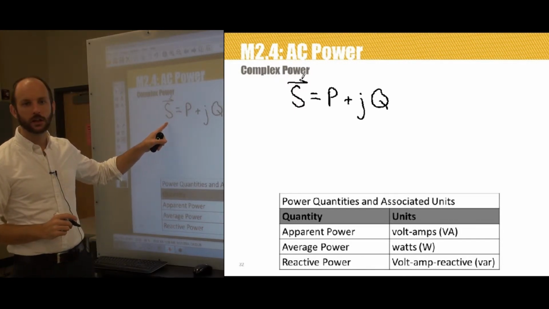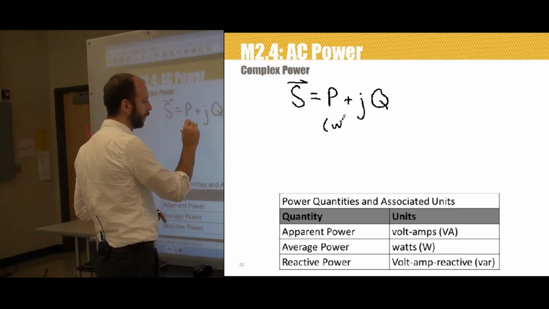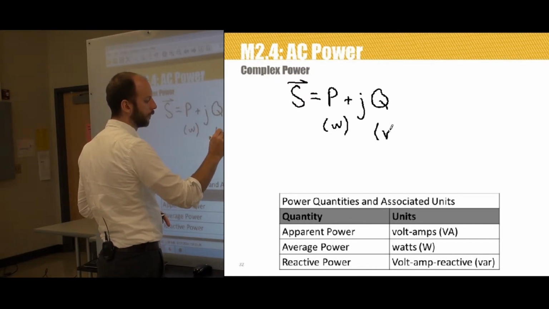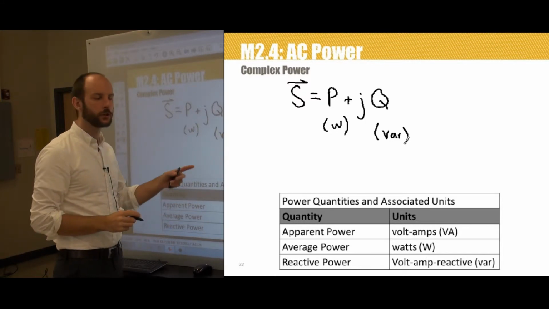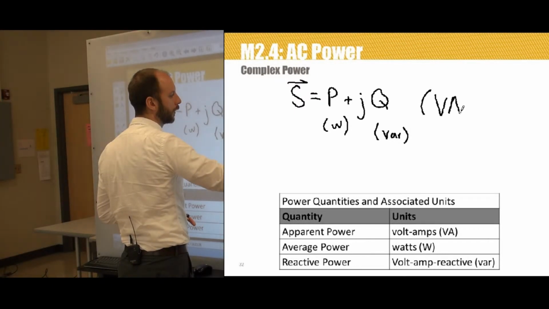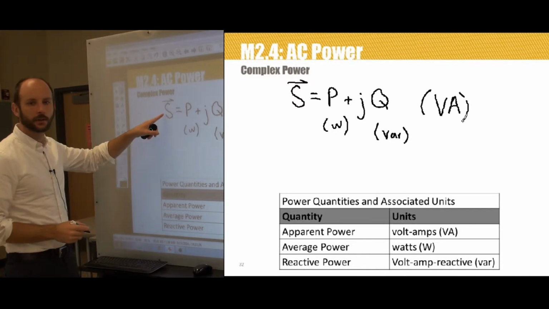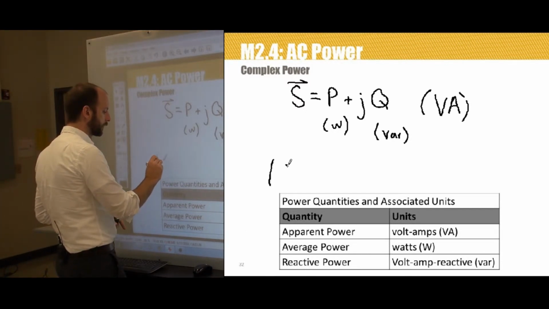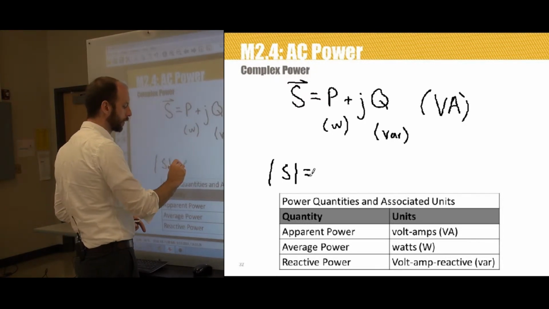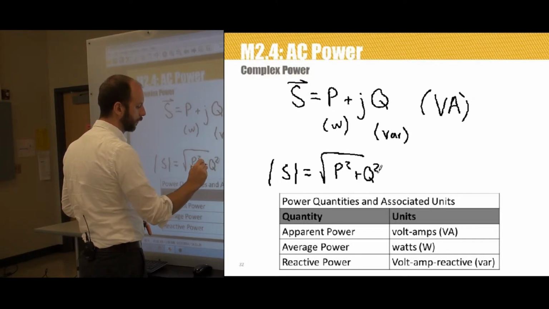It is measured in a unit that is different than either power, which was in watts, or reactive power, which was in VARs. And its unit is called the volt amp, capital V, capital A. Complex power. The magnitude of complex power, S, is just equal to the magnitude of this vector, P plus jQ. It's going to be the square root of P squared plus Q squared.